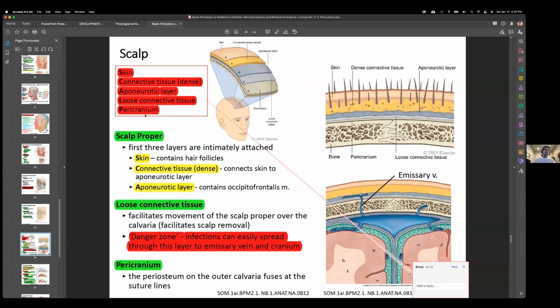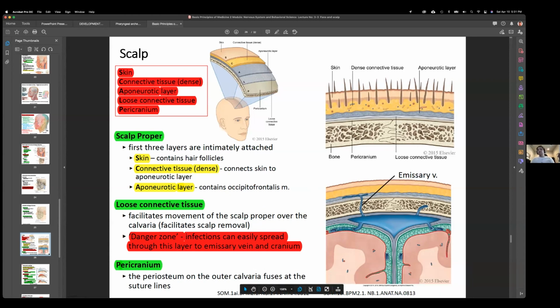So it's not going to do anything. You can't really go through the cranium. So the first 3 layers, but that was on our test. Oh, and definitely this too. The danger zone, because it's loose connective tissue, infections can easily spread through that loose connective tissue.